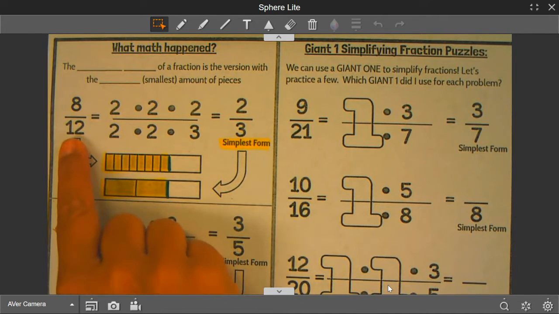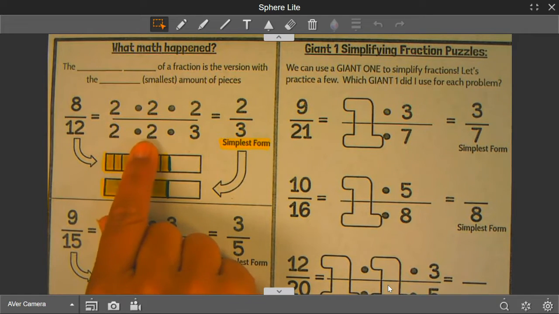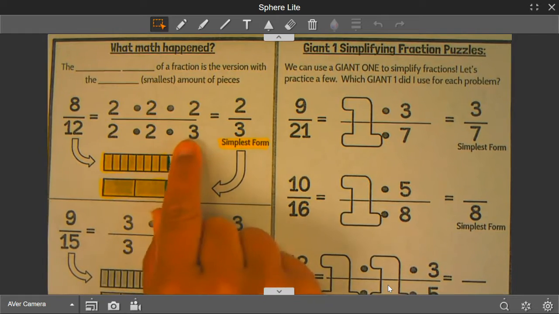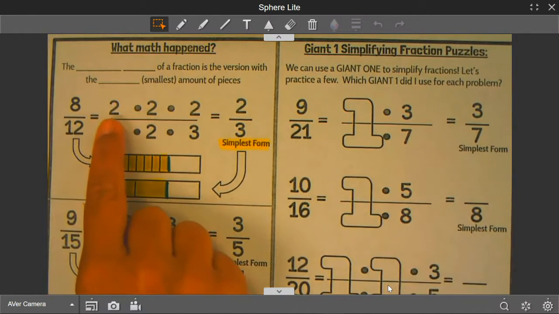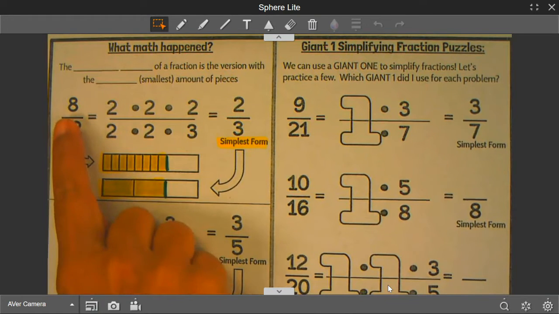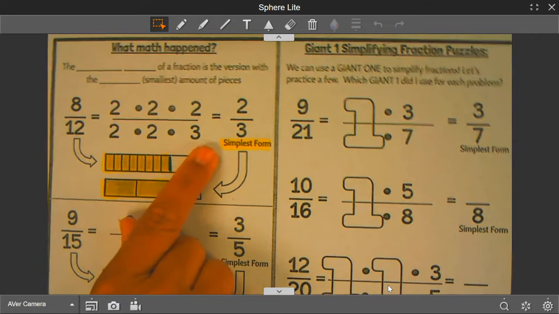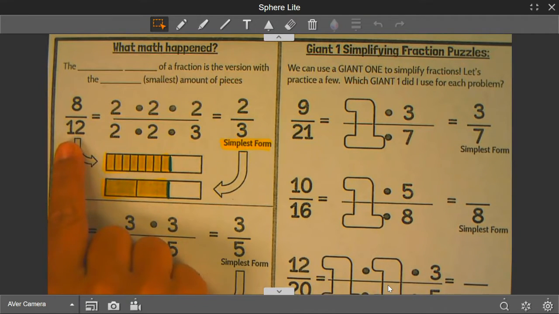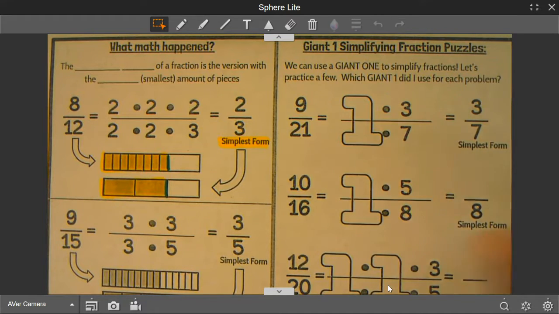Then let's take a look at the 12. We have 2 times 2, which is 4, and 4 times 3, which makes 12. So you should notice that the numbers being multiplied to get 8 and the factors being multiplied to get 12 are all the prime numbers that make up that number.